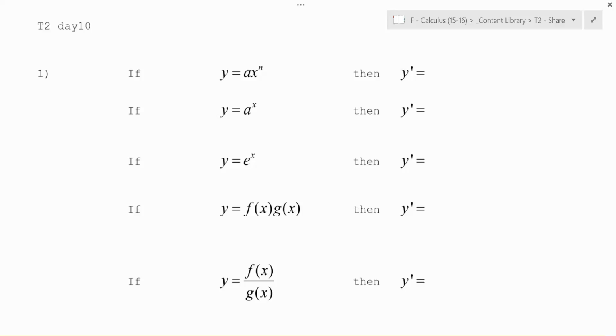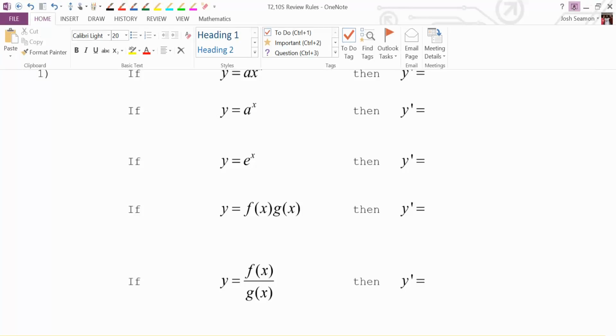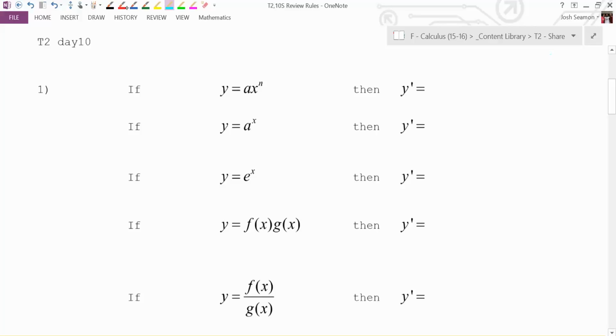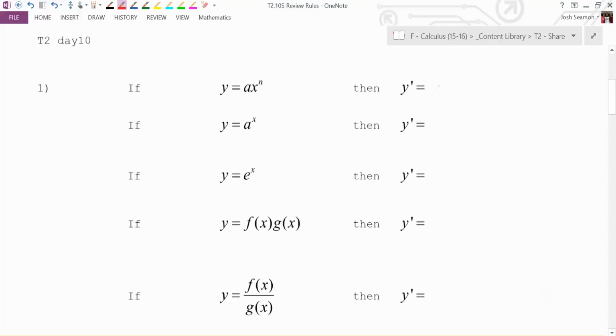So if y equals ax to the n, can someone tell me what the derivative is? Anybody? A n x to the n minus 1, and yes, the Bueller person gets an extra point. Good job. What's the derivative of the second one? Oh, come on. Y equals a to the x. Let's shake it off.